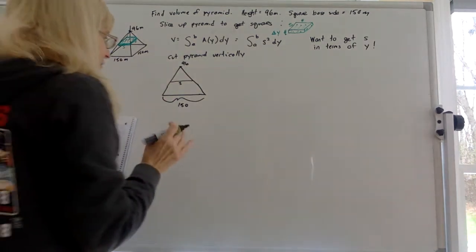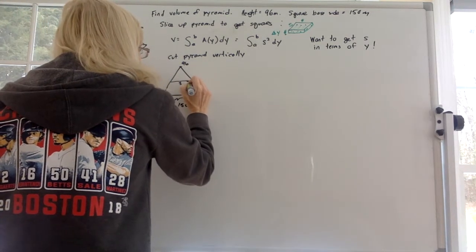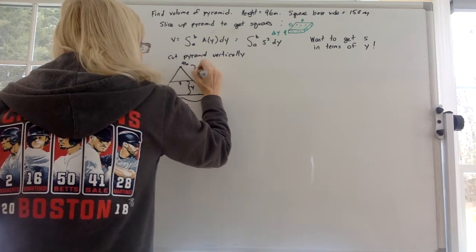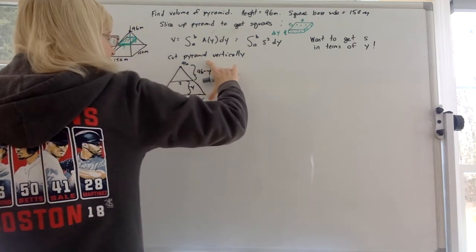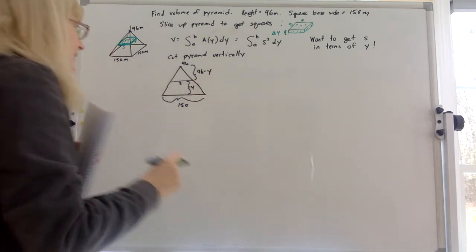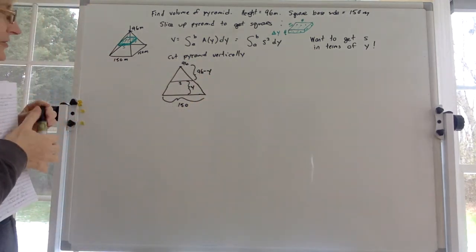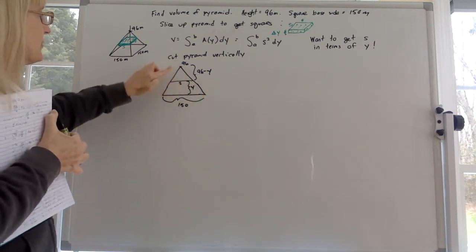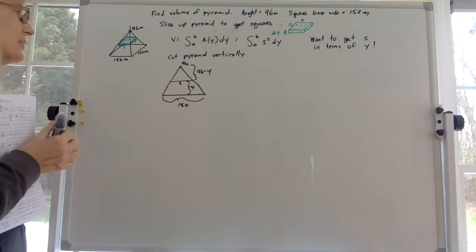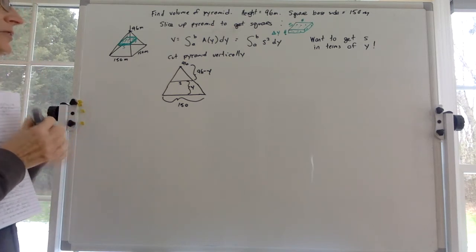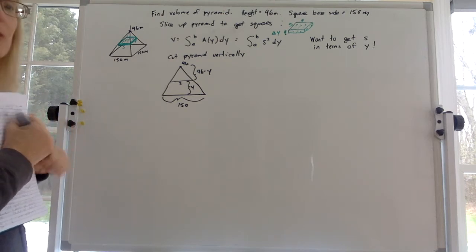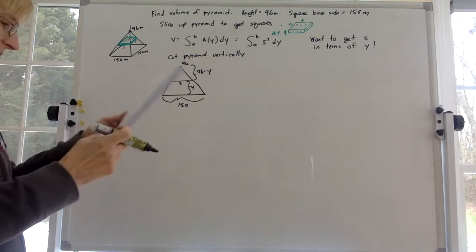Now we're going to make some assumptions. We're going to call this distance from here to here y. So this distance has to be 96 minus y, because the whole distance is 96. I don't know if you can see it, but we actually have two triangles: the big triangle and this little triangle on top. So I think we can use the fact that they're similar triangles, set up some proportions, and get S in terms of y.